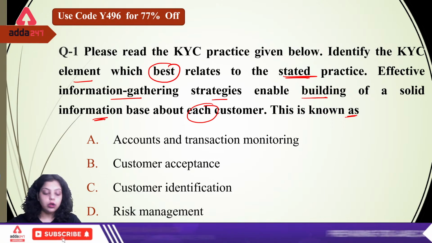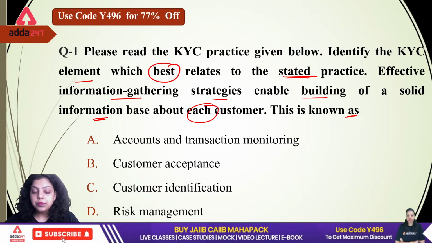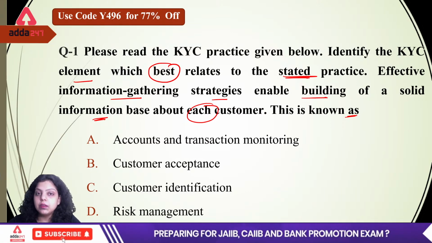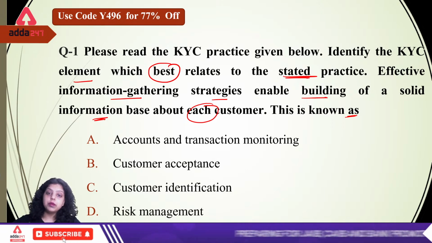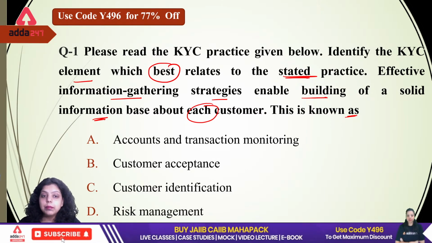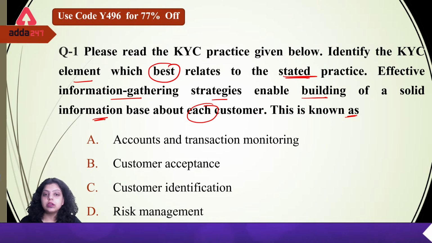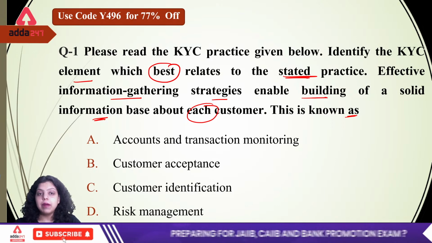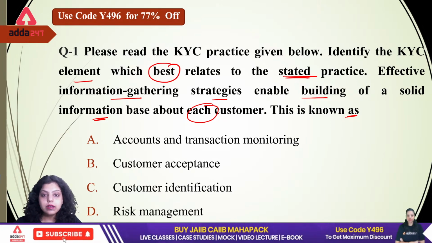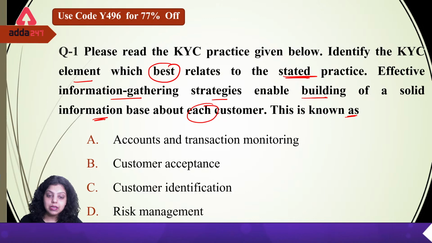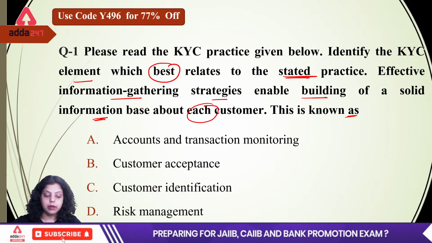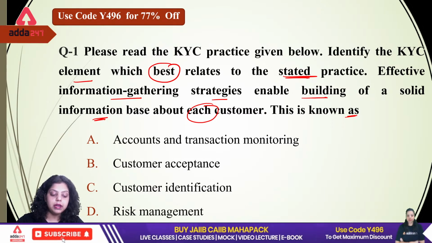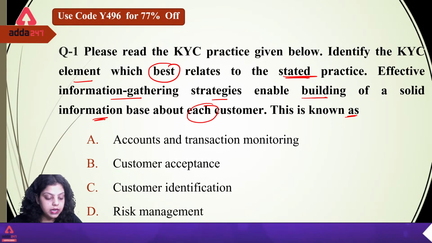So which of the following will be true when it comes to the KYC practice performed by the bank? When a bank is performing the KYC practice in which effective information gathering strategies build a solid information base about each and every customer, this KYC practice is known as: is it account and transaction monitoring, is it customer acceptance, is it customer identification, or is it risk management? Which of the following will be true in context to the KYC practice performed by financial institutions? A, B, C or D?